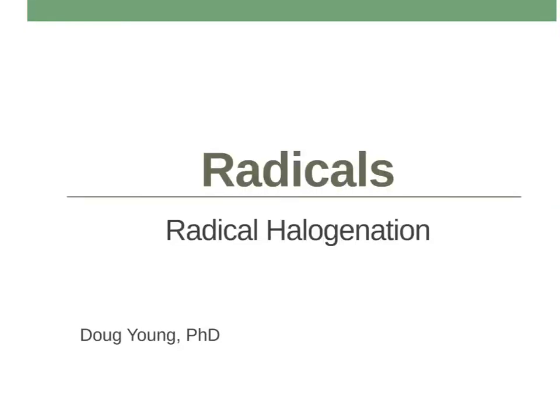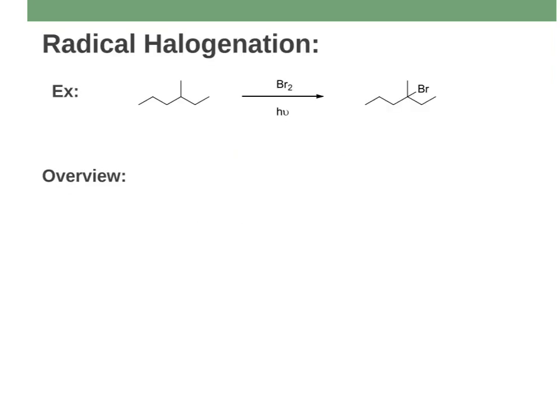Hello everybody, welcome to the second part of our talk about radicals, and we're going to learn about radical halogenation, why it's super useful, and then the types of different radicals that we can use to halogenate hydrocarbons. So radical halogenations, here is an example of a radical halogenation.